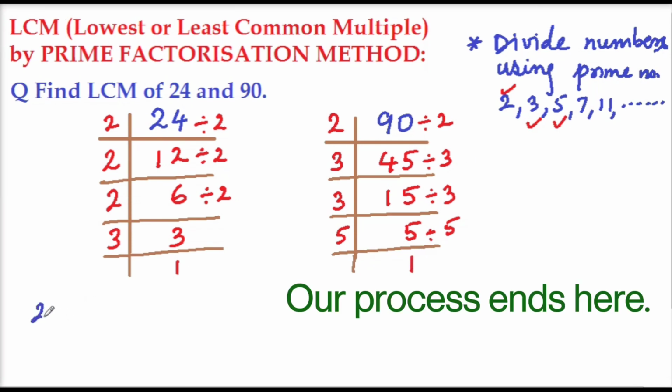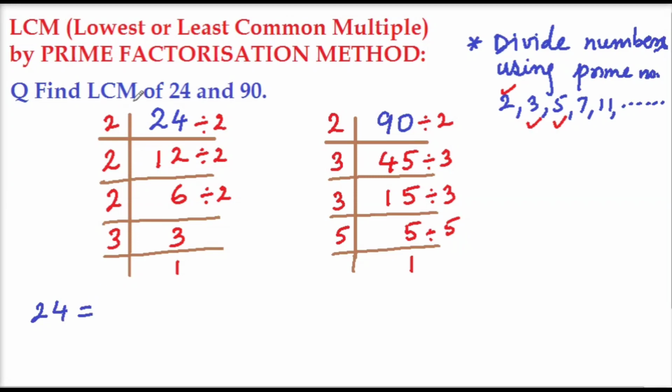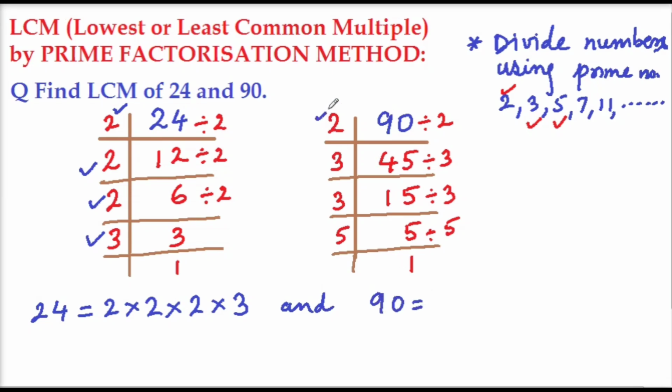Now we write 24 equals 2 multiplied by 2 multiplied by 2 multiplied by 3. No need to write 1. And 90 equals 2 multiplied by 3 multiplied by 3 multiplied by 5.